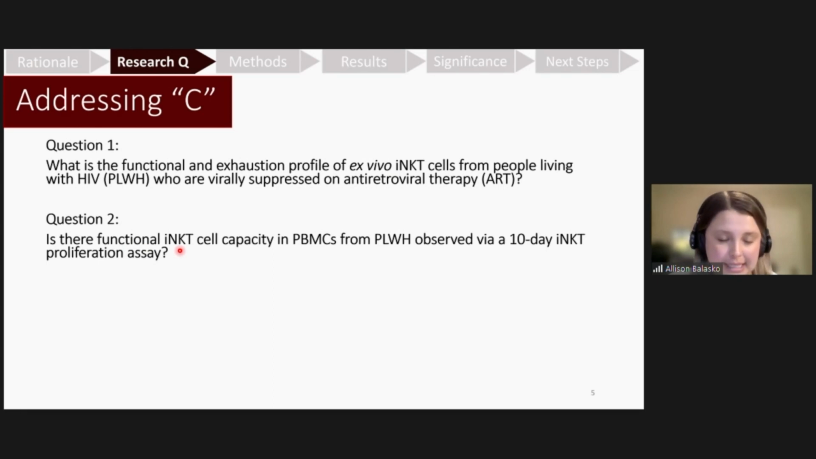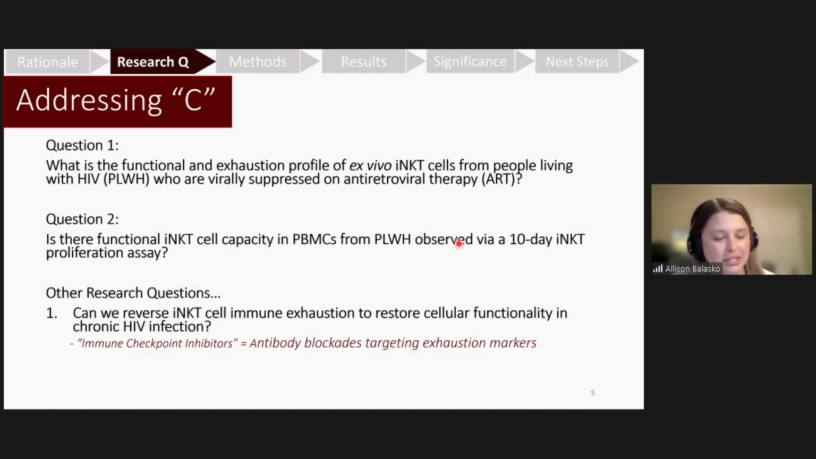The second question I'll talk about today is the functional aspect of these cells. When you actually put them to the test and you stimulate them, how well do these iNKT cells from this population function in a 10-day iNKT cell proliferation assay? There are some other questions that I study as well. I won't touch on them much today.